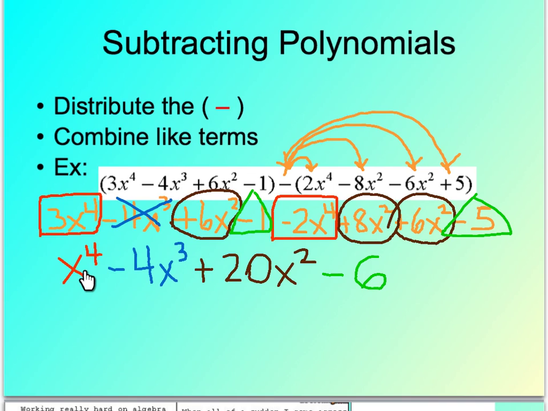So now looking at my final answer, I should be in order from highest exponent to lowest, and none of the remaining terms should be like terms. And they are not. So I'm going to go ahead and circle my answer.